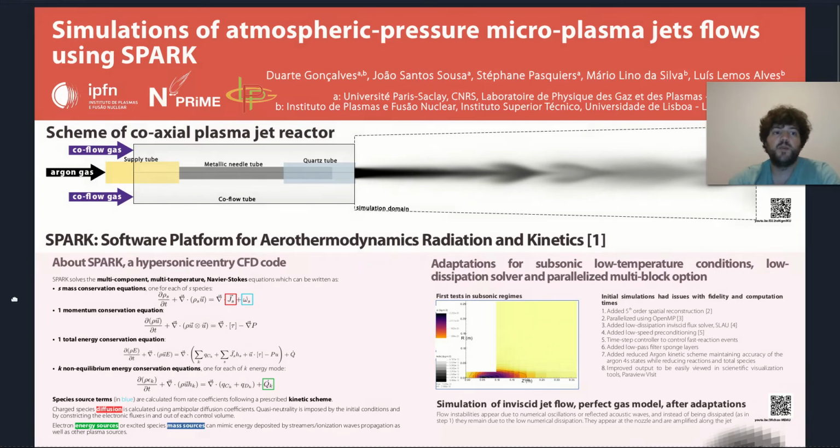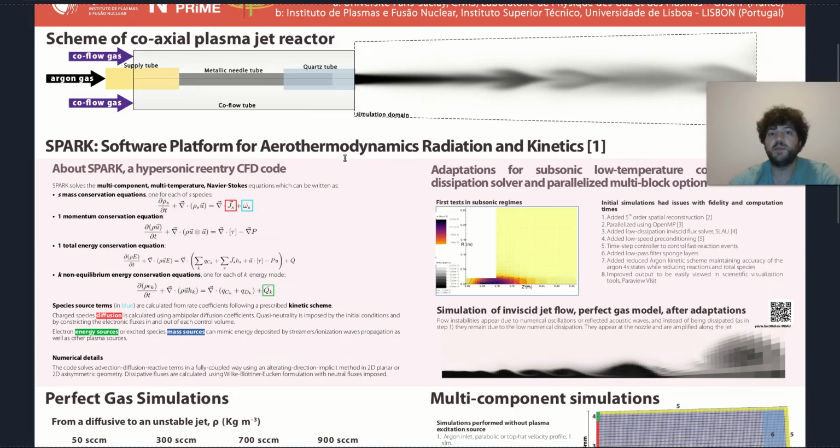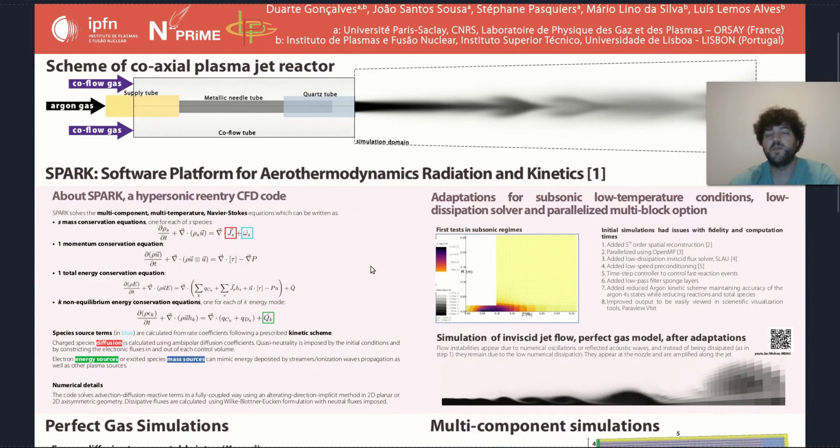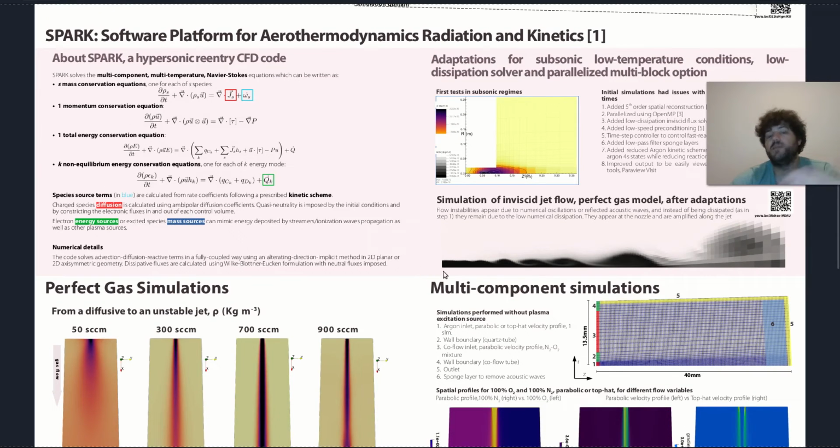We are using Spark, which stands for Software Platform for Thermodynamics Radiation Kinetics. This is a code that has been used mostly for hypersonic reentry plasmas, and we adapted it to subsonic and low temperature flow conditions. I have here an example of our first simulations, and then after our changes we were able to increase the fidelity and the cell count and also increase the computational efficiency.